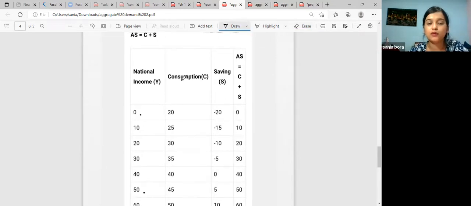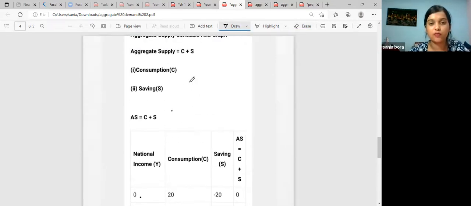Okay. Now see, the aggregate supply schedule. But before starting, we'll just revise a few previous points. In the previous class, we studied that your aggregate supply is equal to your income.